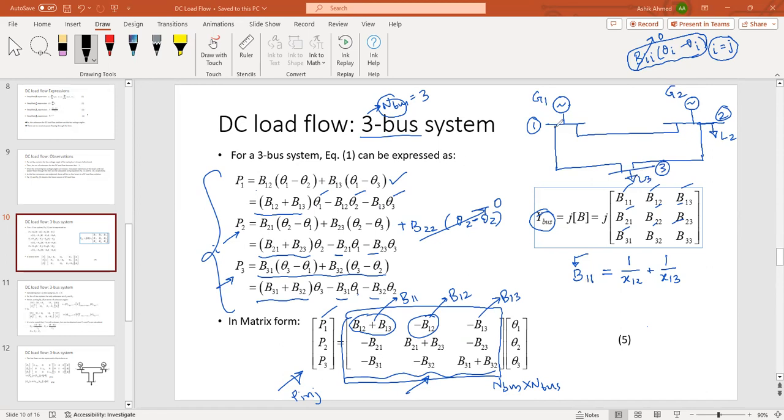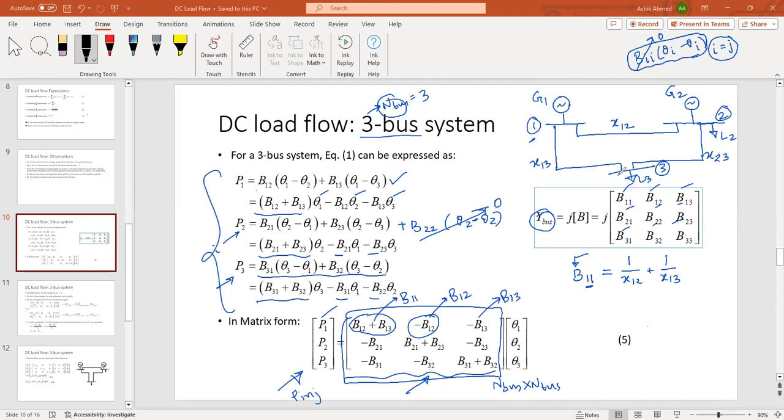So how many lines are originating from bus 1? There are 2 lines. And the first, let's say this is the first line. So one line is connected between bus 1 and bus 2, and the reactance is X12. Another line is connected between bus 1 and bus 3, so the reactance is X13. Another line is connecting bus 2 and bus 3, so this is reactance X23. So how am I going to calculate B11? Simply, I have to take the inverse of the reactance of those lines which are originating from bus number 1. Okay? That is B11, self-susceptance entry.